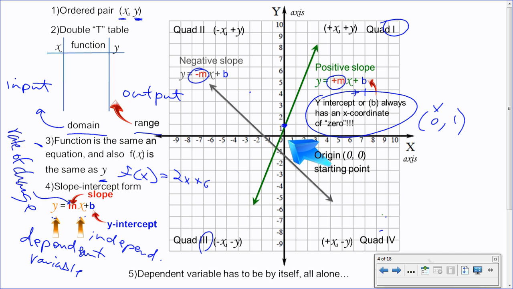Now, what do you notice about this equation and this equation? They're pretty much the same, aren't they? The only difference is what? The slope. Okay? Y'all see that? Okay. Well, we already talked about number 5. The dependent variable has to be by itself, all alone.